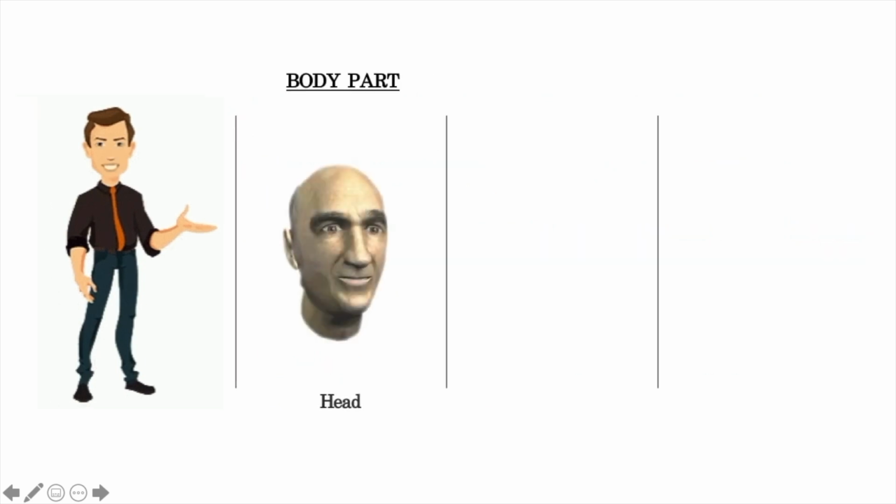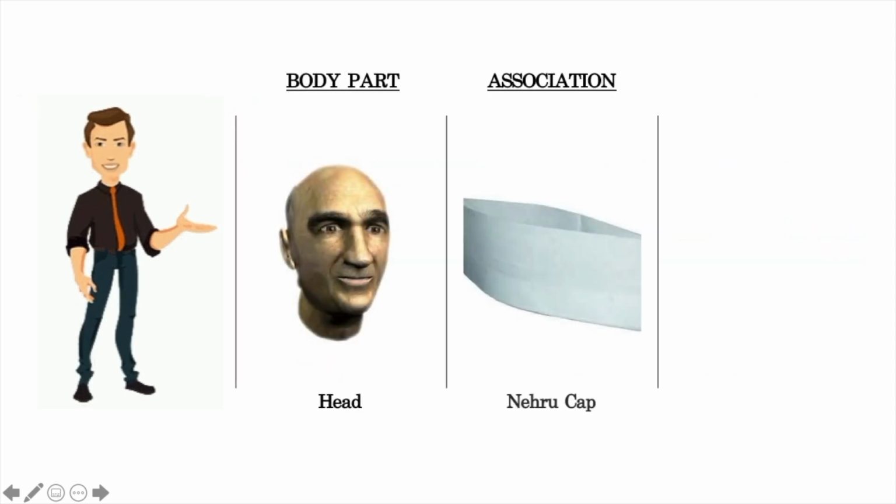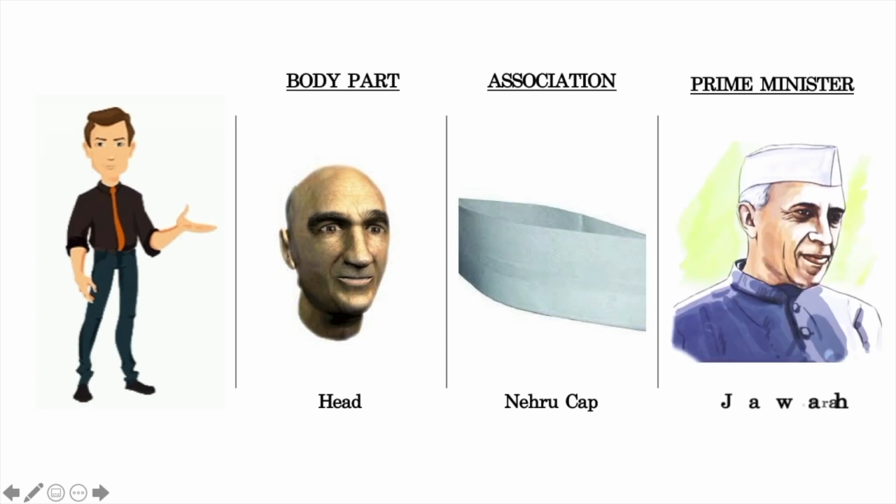Moving on with the technique, we will be using 9 body parts for us to learn the first 10 Prime Ministers' names in order. The first body part that we are going to consider is the head, and the association made is that of Nehru cap worn on the head. This helps us remember the first Prime Minister of independent India, Mr. Pandit Jawaharlal Nehru.